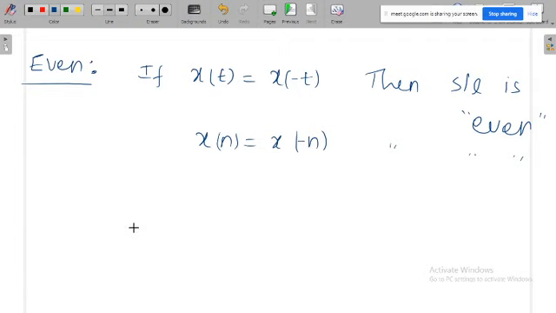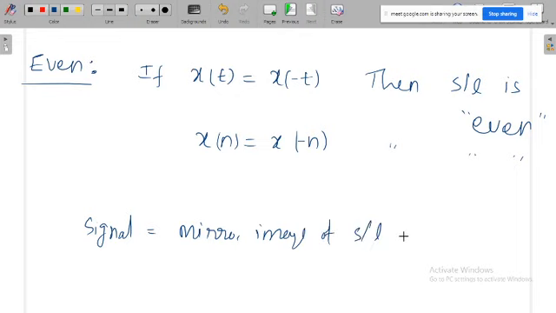Again, here simply, if the original signal is there, the mirror image of the signal with respect to the y-axis will produce the same signal. If for the original signal you take the mirror image with respect to the y-axis, again you will get the original signal. That signal we are calling an even signal. Mathematically it has to satisfy this condition: if x of t is equal to x of minus t, then the signal is called an even signal.